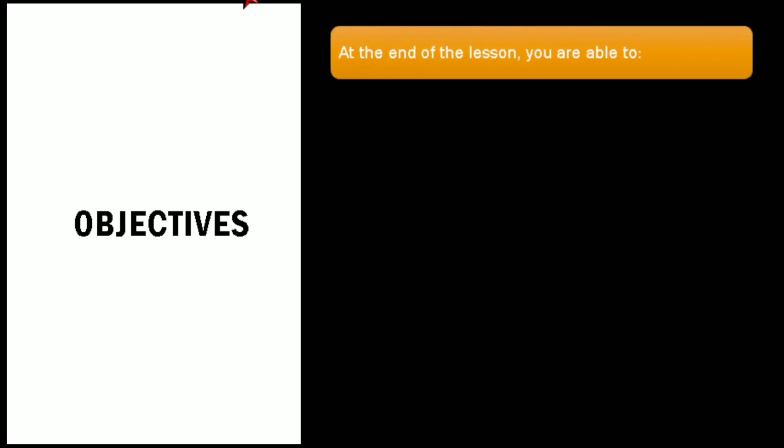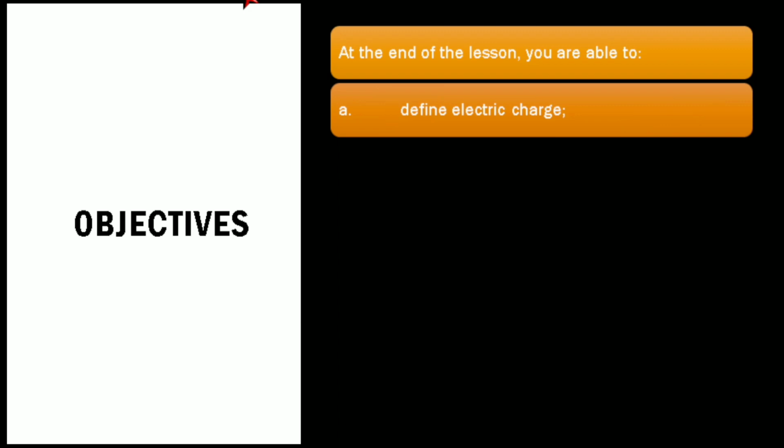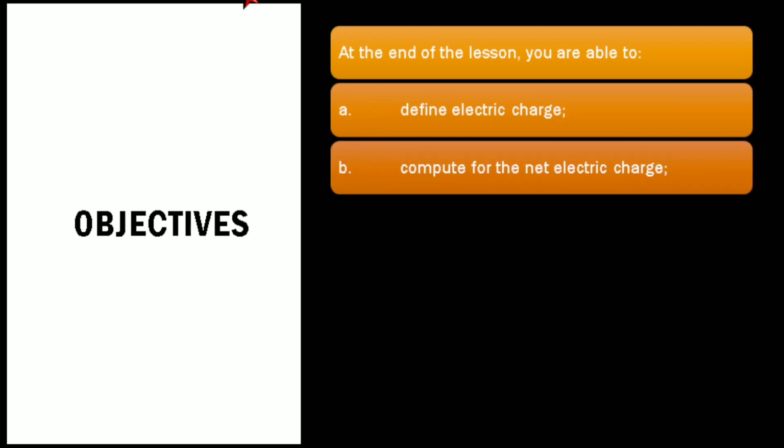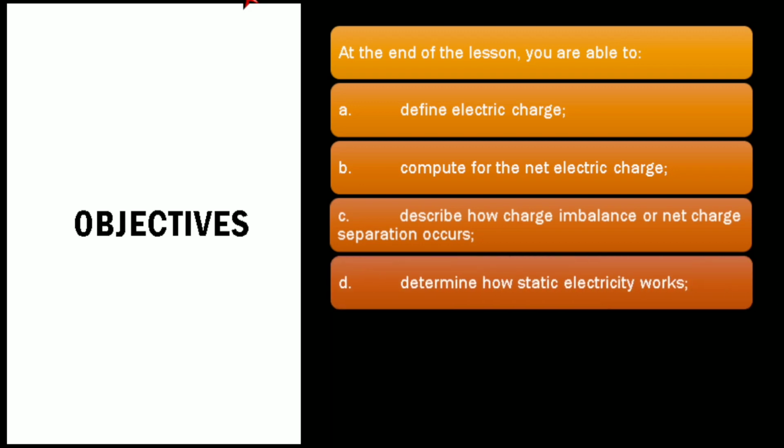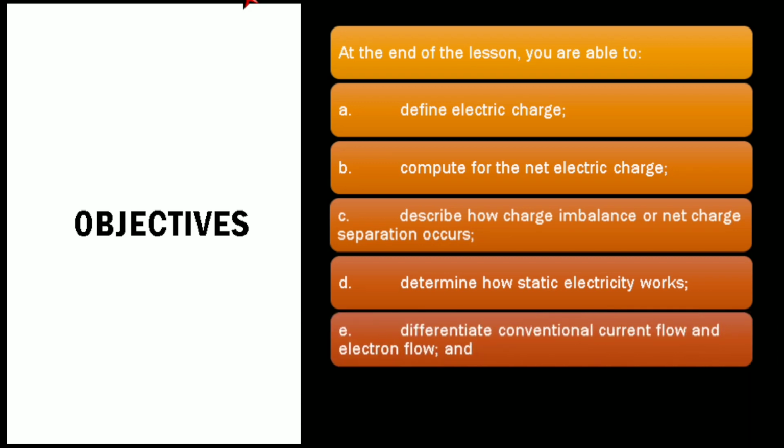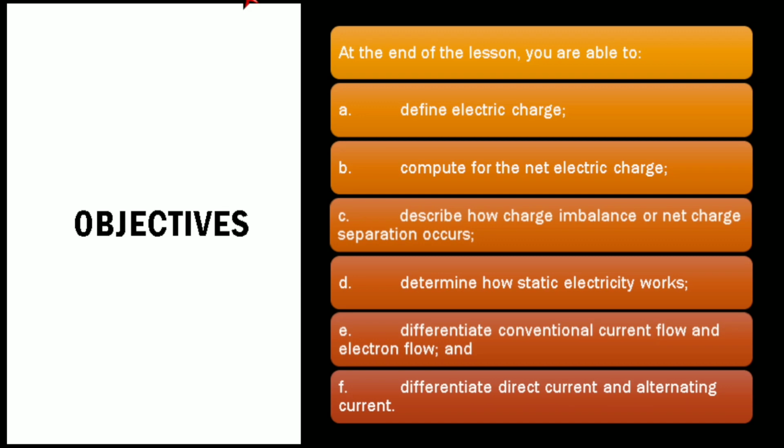At the end of the lesson, you are able to define electric charge, compute for the net electric charge, describe how charge imbalance or net charge separation occurs, determine how static electricity works, differentiate conventional current flow and electron flow, and differentiate direct current and alternating current.